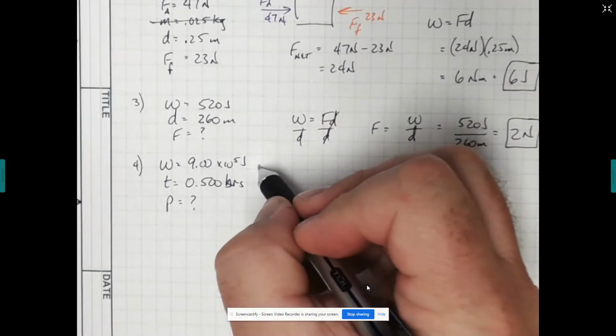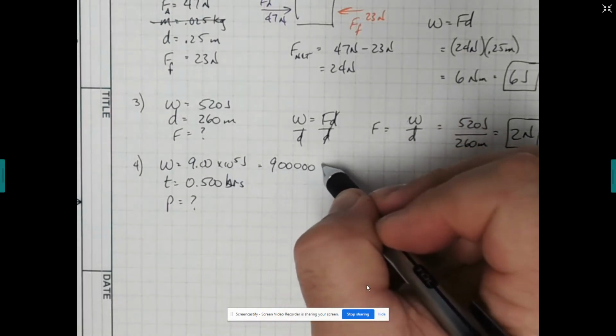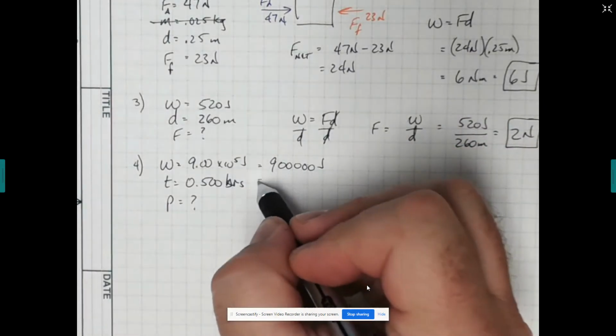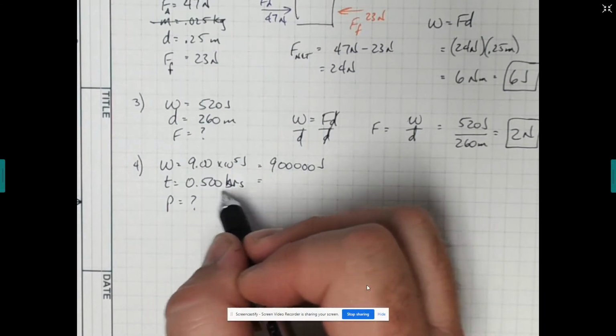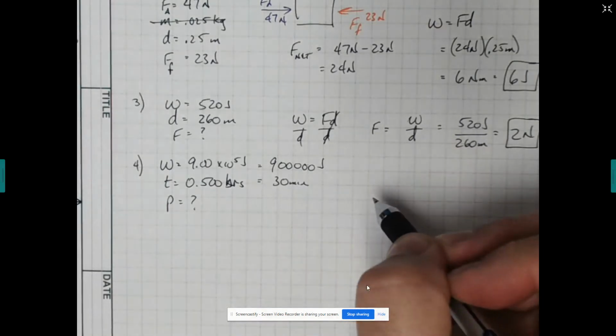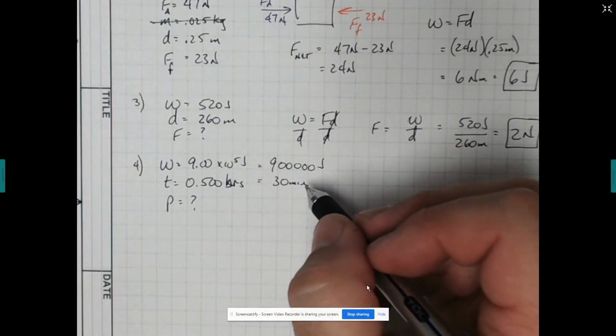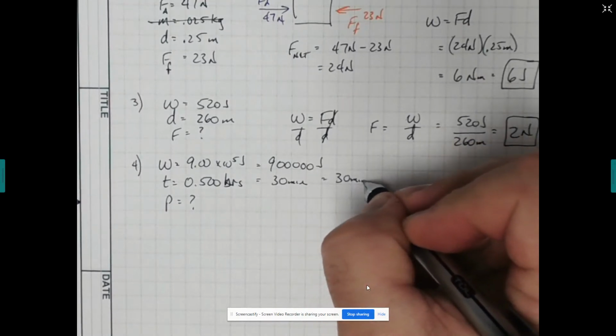Okay, this is the same as if you wanted to write it out, you really don't have to. We're going to move 5 decimals, right? Joules. And then hours, we don't like hours. We always have to go to seconds. Seconds is our base unit. So half an hour is 30 minutes, right? And 30 minutes, every minute is 60 seconds.